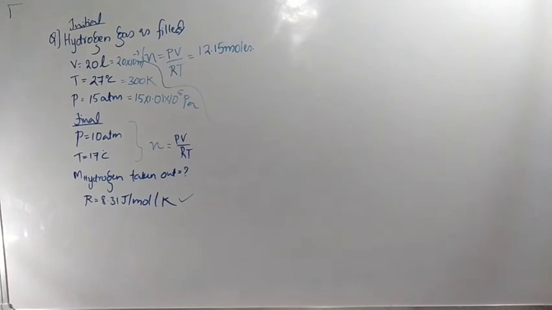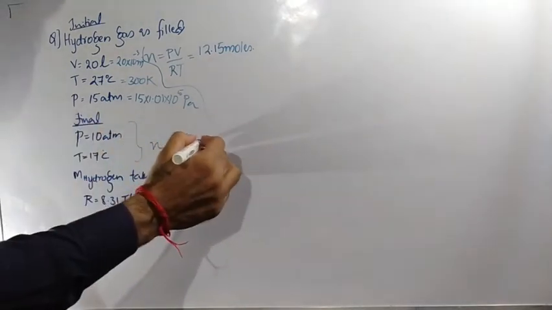Next, R value as well as T value, T value 27. Substitute and calculate. V value again 20 into 10 to the power of minus 3 only, because the container is the same, the container which has the volume 20 into 10 to the power of minus 3. If you just calculate this, tell me how much you are going to get. Yes, calculated. So nearby you are going to get 8.38 moles over here.